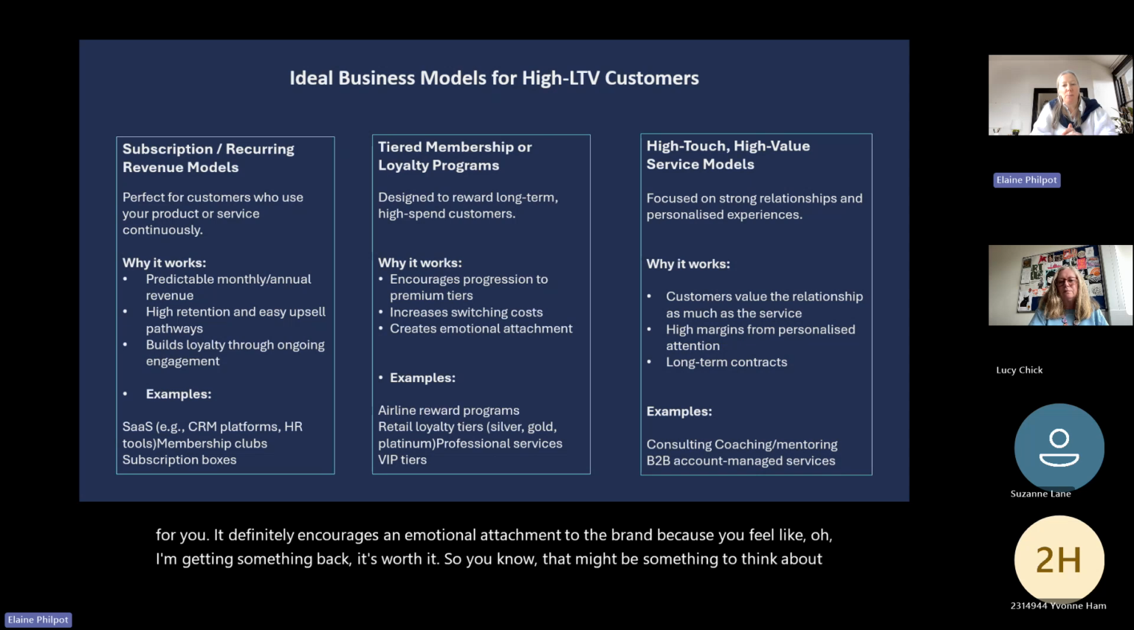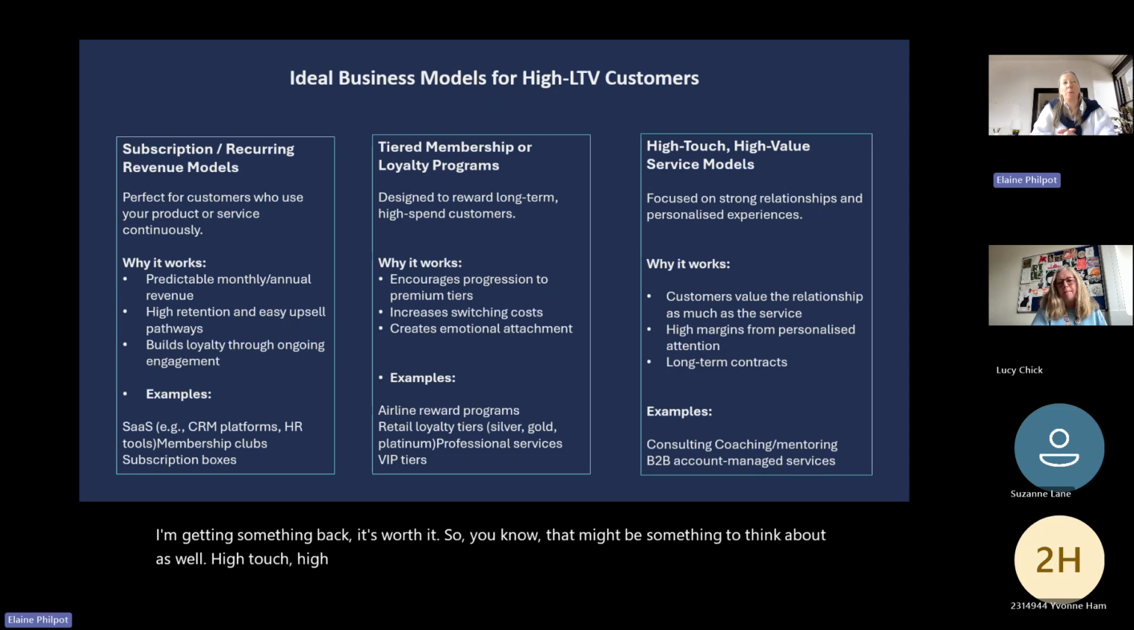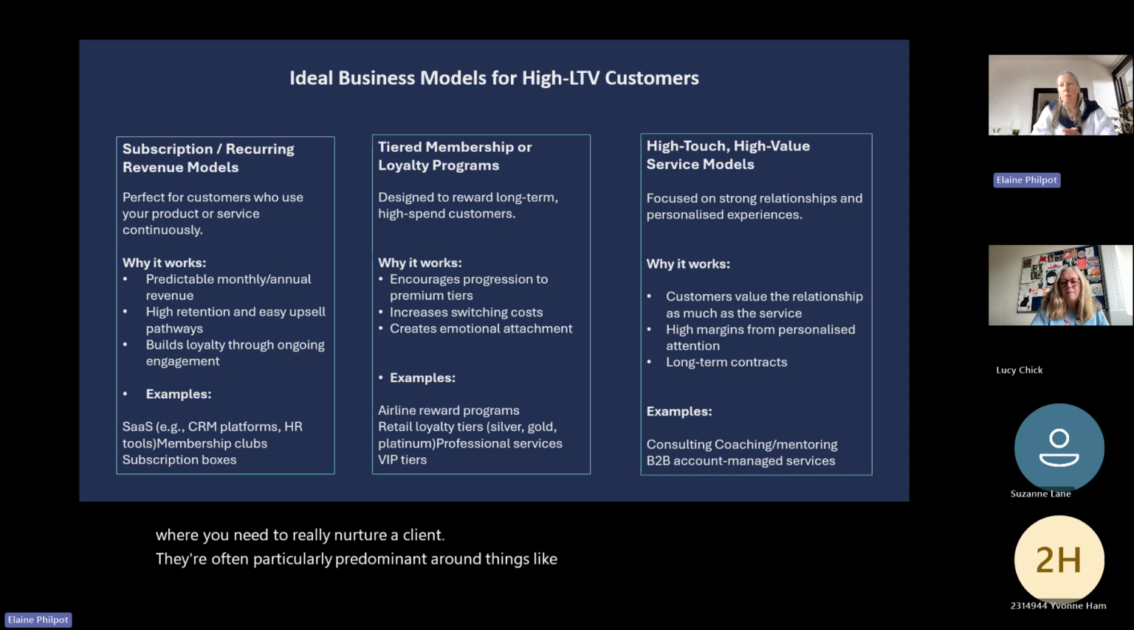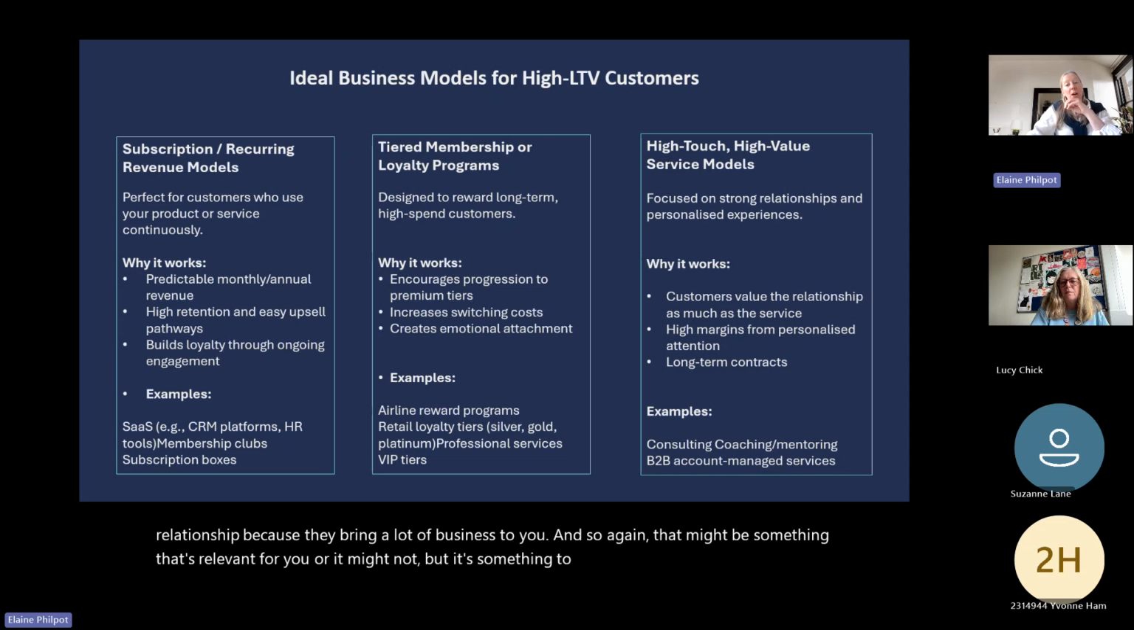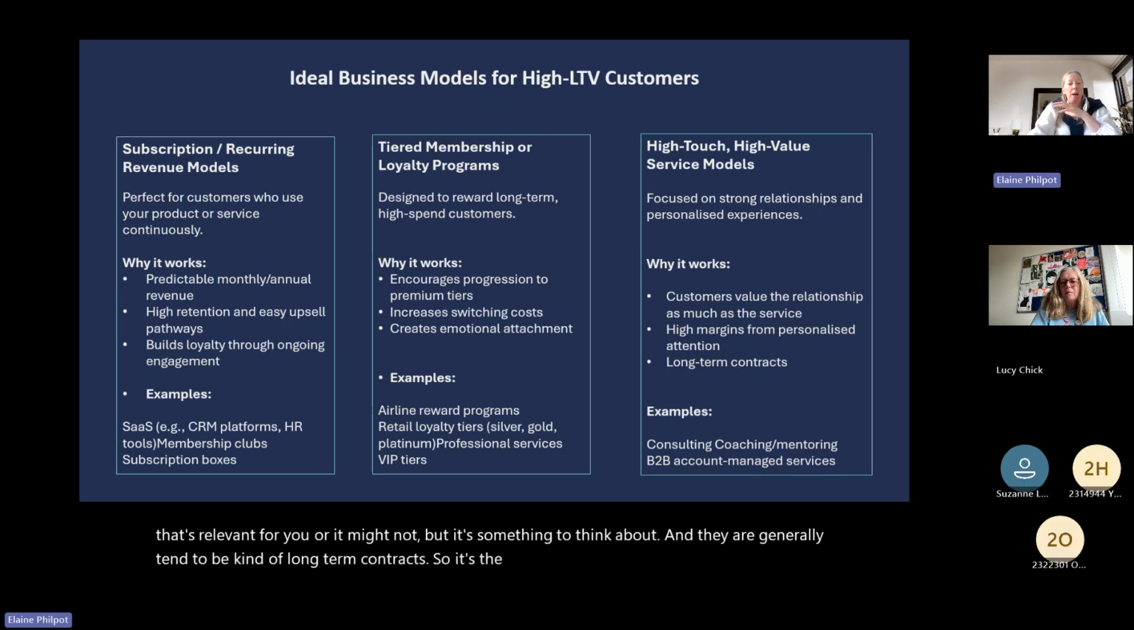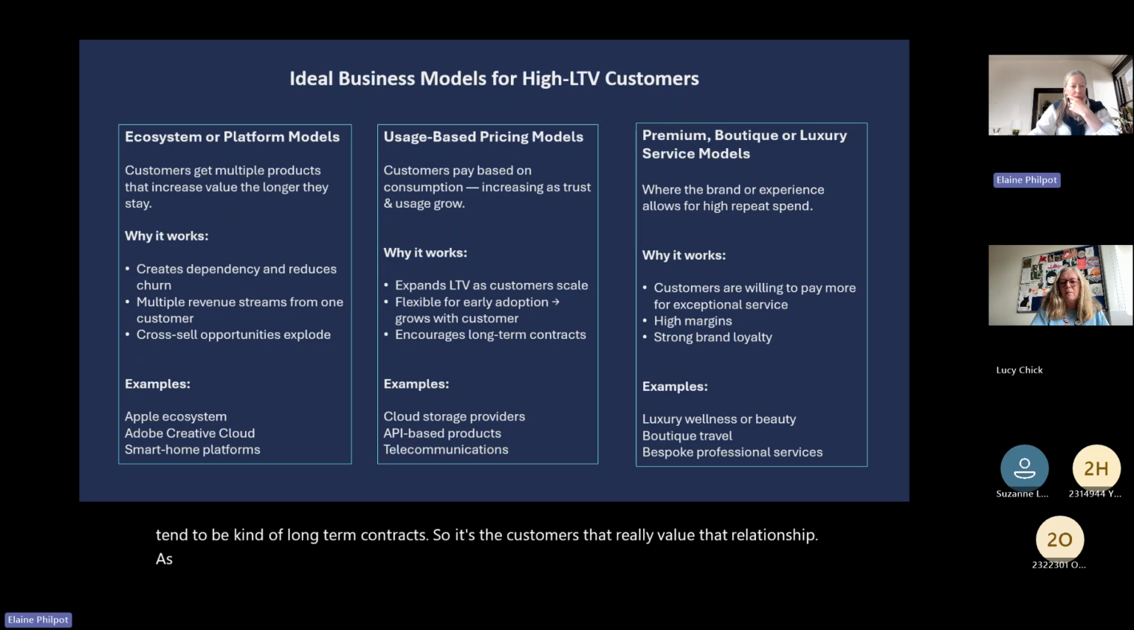High touch, high value service models. So these could be used for things like where you need to really nurture a client. They're often particularly predominant around business to business models, where you may have a client that you want to really nurture. You want to build that relationship because they bring a lot of business to you. And so again, that might be something that's relevant for you, or it might not, but it's something to think about. And they generally tend to be long-term contracts. So it's the customers that really value that relationship as much as the service.